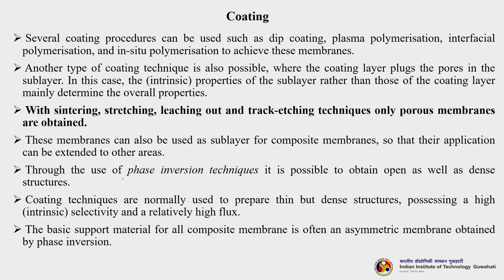These membranes can also be used as a sub layer for composite membranes, so that their application can be extended to other areas. Through the use of the phase inversion technique, it is possible to obtain open as well as dense structures. Phase inversion is one of the most important processes, and that technique can be used to obtain both open, meaning porous, as well as dense membranes. Coating techniques are normally used to prepare thin but dense structures possessing a high selectivity and relatively high flux. So, the basic support material for all composite membranes is often an asymmetric membrane obtained by phase inversion.